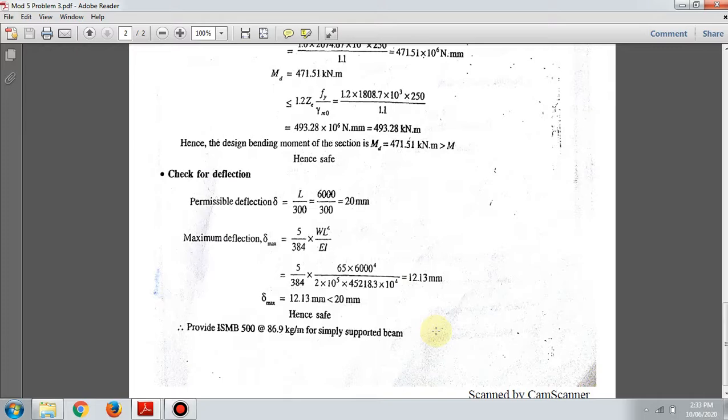So hence it satisfies the deflection requirement also. So hence you can provide ISMB 500 at 86.9 kg per meter for a simply supported beam. So this is a simple design problem to find a section in the design of a beam. The main thing is you have to find the moment and calculate the value of ZP. Depending upon the ZP value, you decide the section, and after deciding the section, the problem becomes like the type 1 problem we have solved in previous videos. Okay, thank you.